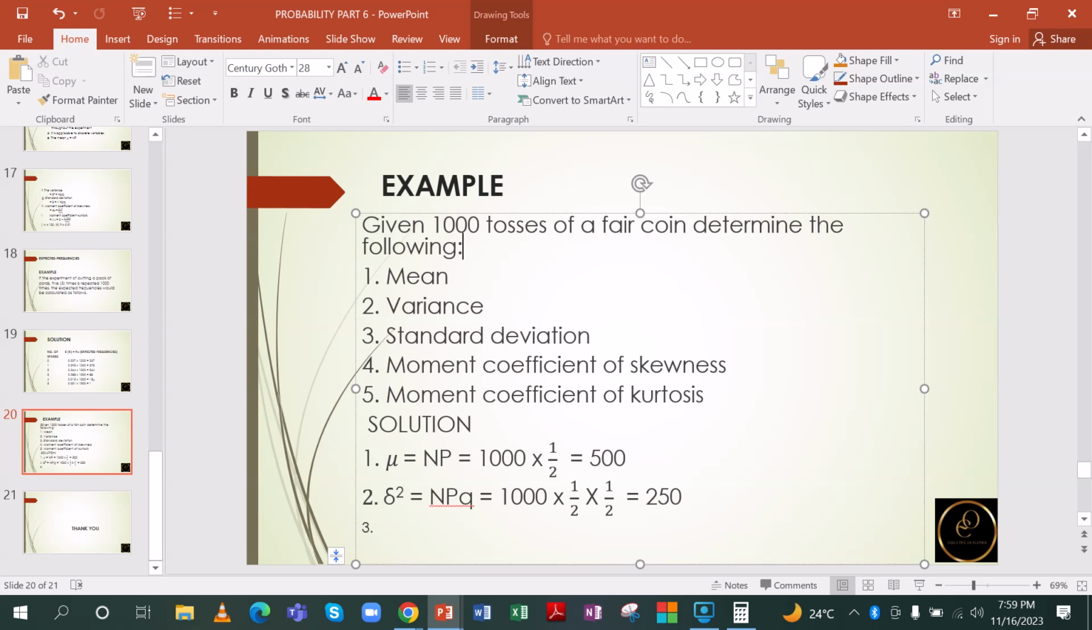If you want to find the variance, the formula is sigma squared equals npq. So n is 1,000. Probability of success is half. Probability of failure for this particular fair coin is half. So it would be 1,000 times half times half, which is 250. If you want to find the standard deviation, you find the square root of sigma squared. So the square root of 250. So that's what is of interest for me.